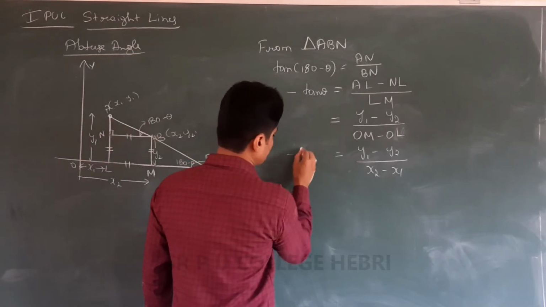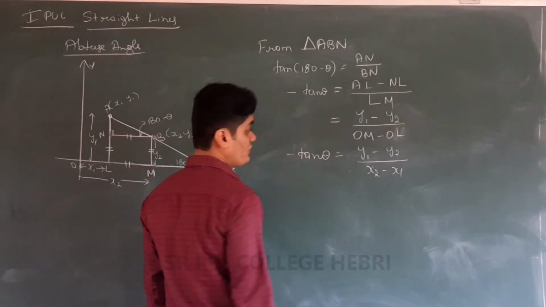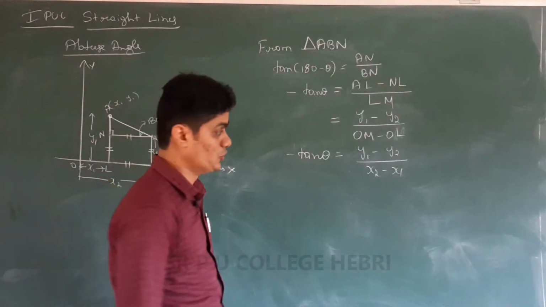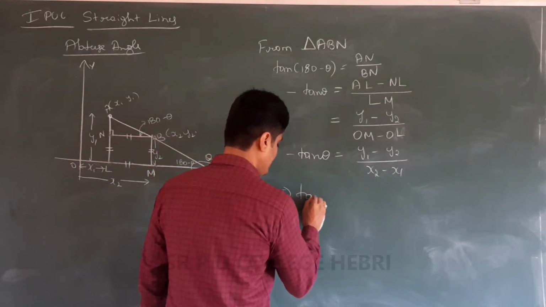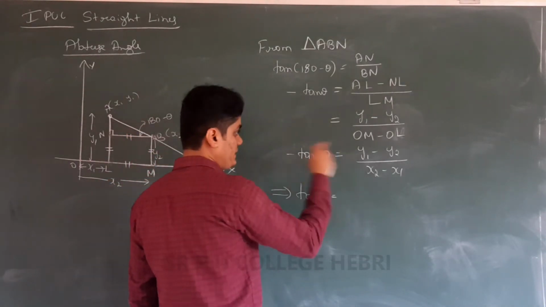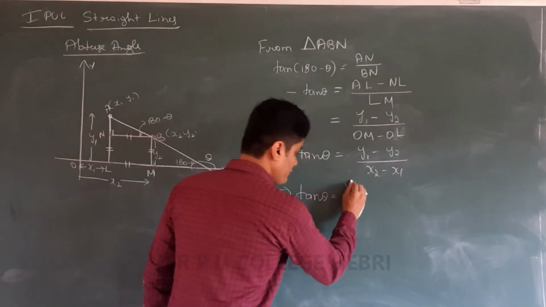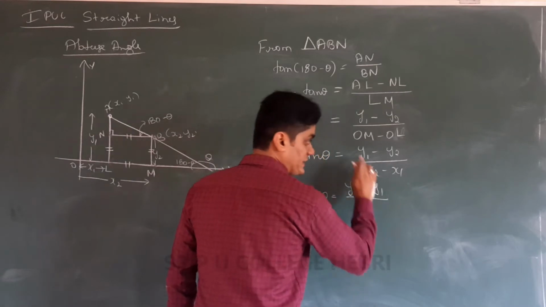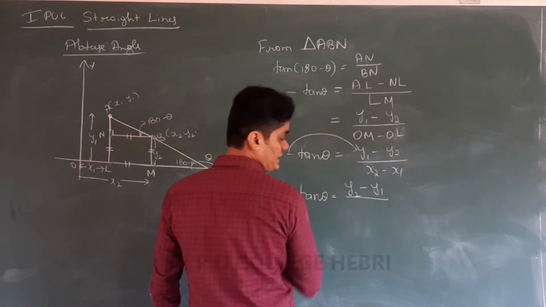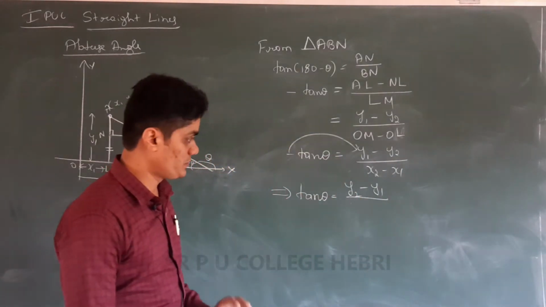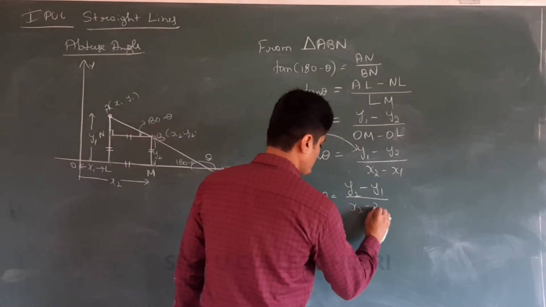But we want tan theta to get the slope. So this implies tan theta, what does it become? We need to multiply by this minus. Where do we multiply? We multiply it into the numerator. We need y2 minus y1, not y1 minus y2. If we multiply the minus into the numerator, what do we get? y2 minus y1 by x2 minus x1.